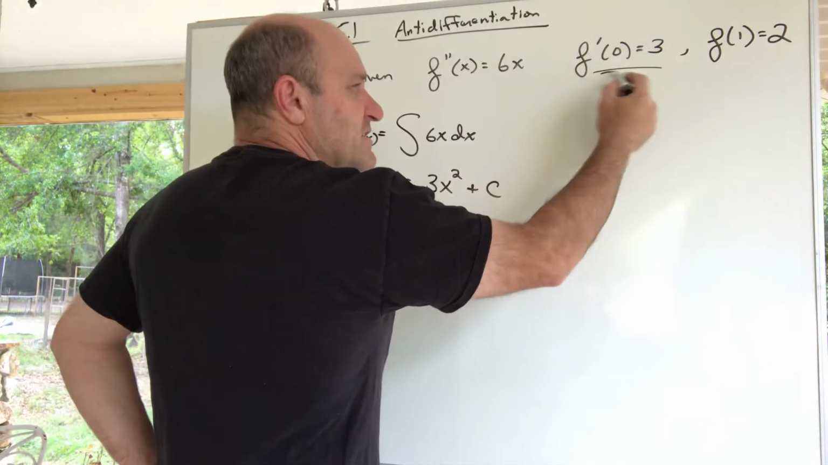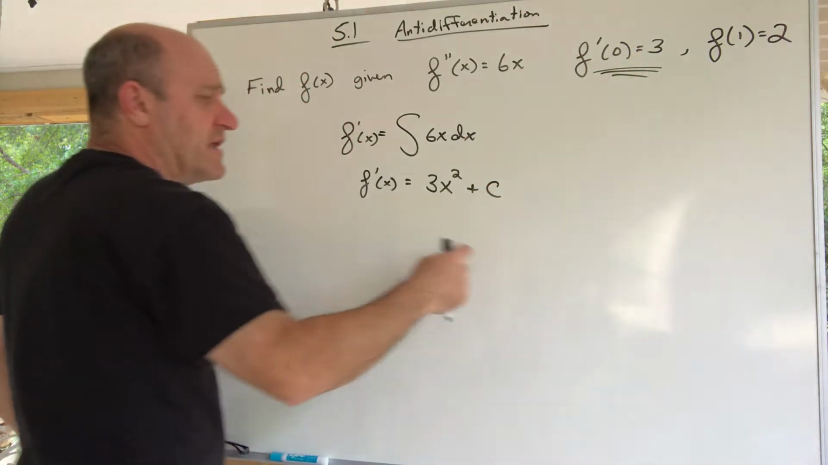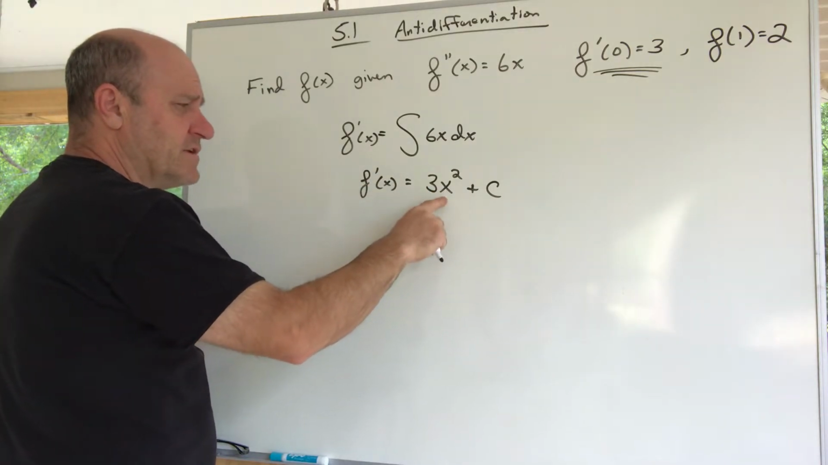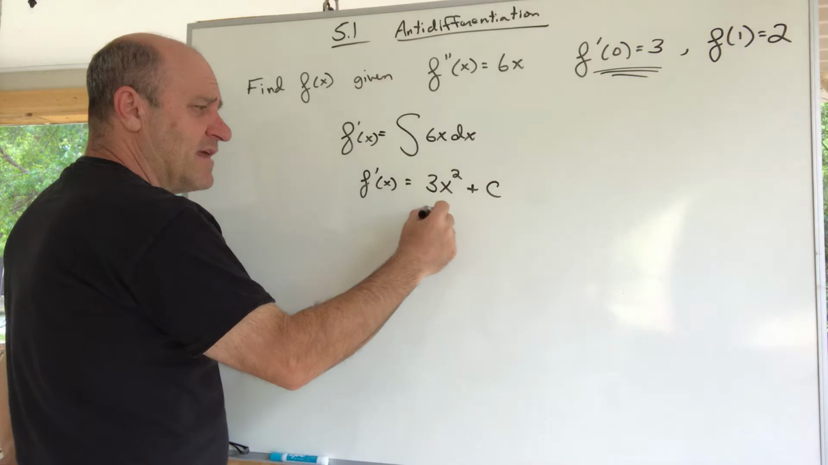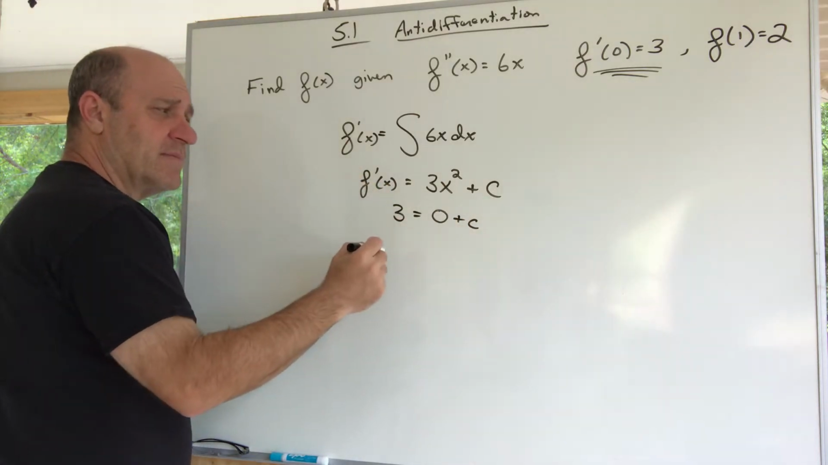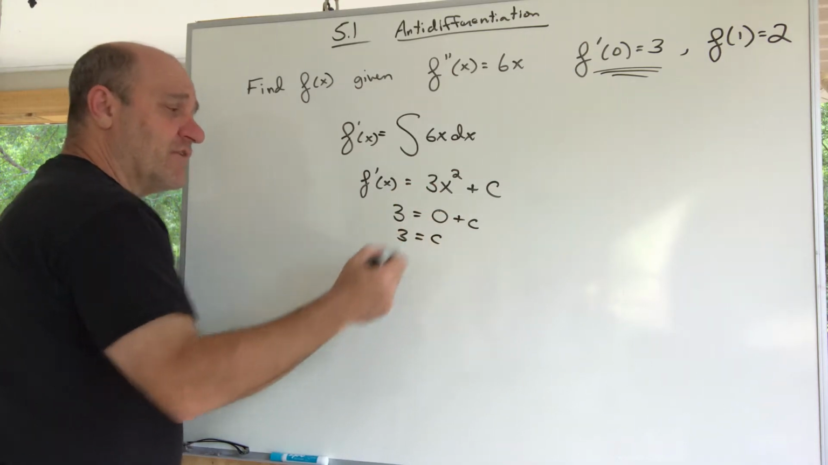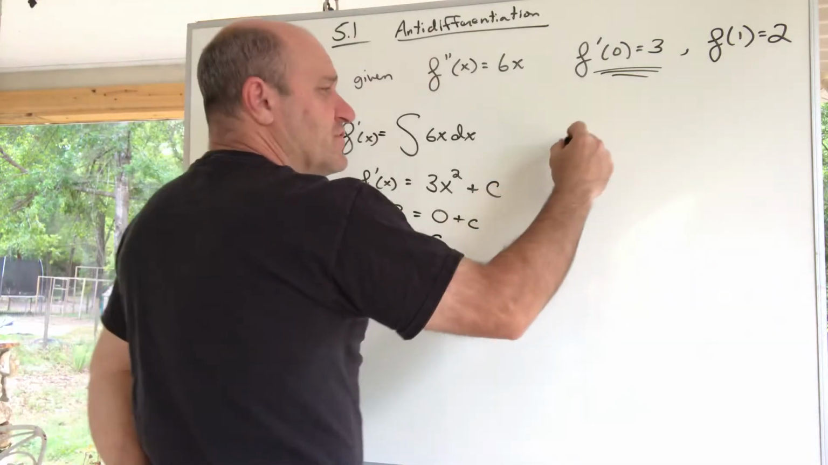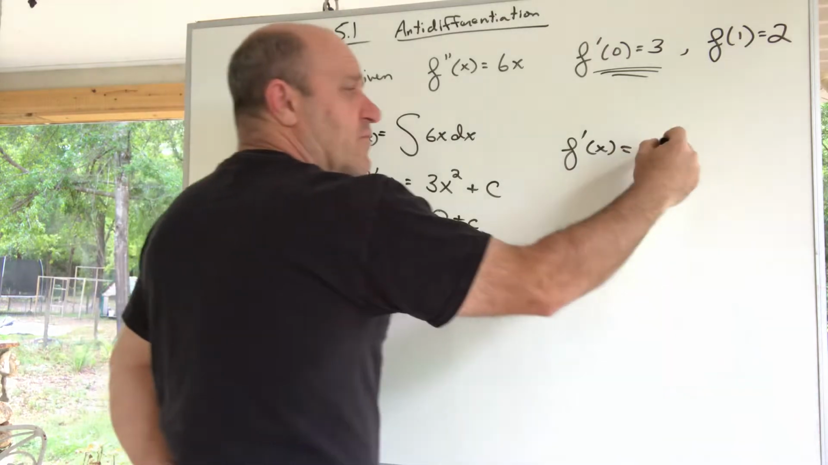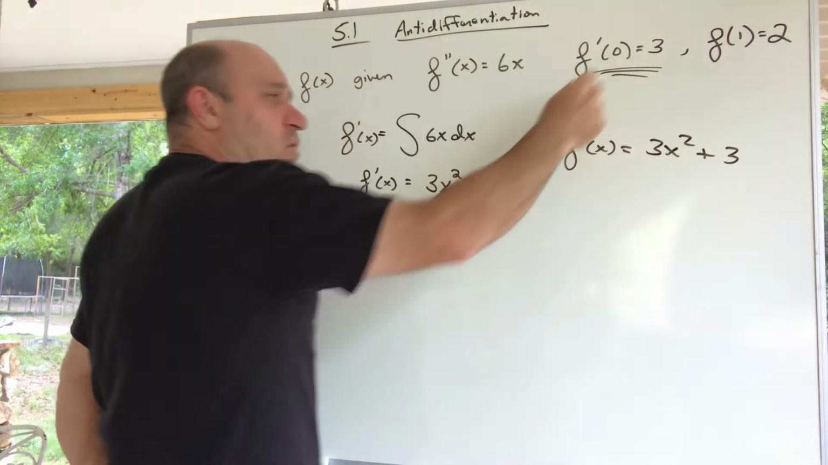Now I'm going to pause here, and I think I can find that c. When they give me a piece of information like this, they're saying when x is 0, the derivative is 3. So when x is 0, I'll plug that in. That'll be 0 plus c. The value of the derivative is 3. When you plug in 0, guess what? c is 3. So now we know that first derivative is 3x squared plus 3. We found the c that met this requirement.